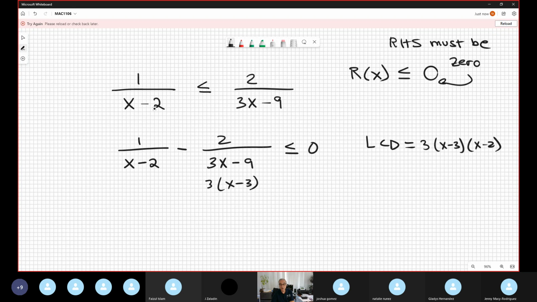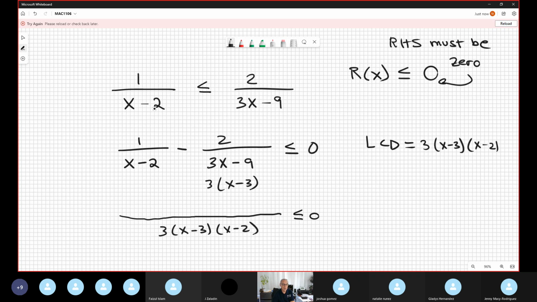Remember the rule of the LCD: you take every factor, no omission. Only when something is repeated, you take the greatest number of repetitions. But in this case nothing is repeated, so you take x minus 2, you take x minus 3, and you take 3. And now you put a long line, and on the bottom you put the LCD. In the top, let's do it.